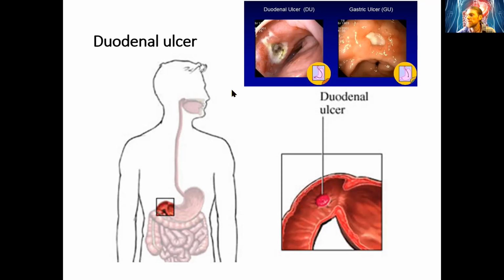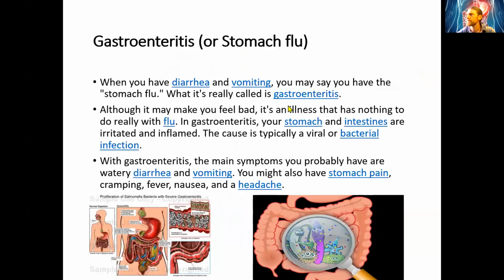And this is especially because when you have too much acid production and the sphincter cannot keep it in the stomach, it can leak into the duodenum and you have this kind of problems.